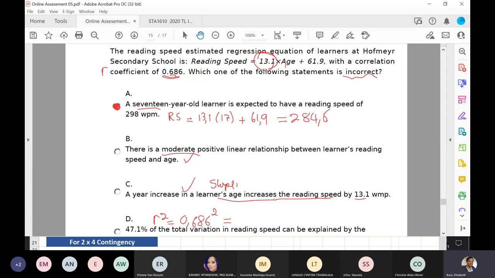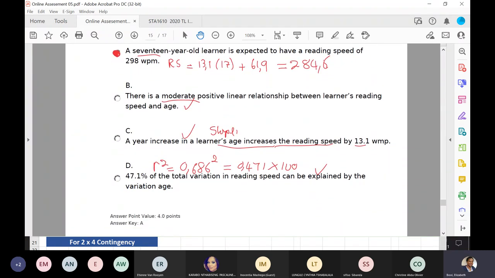And calculate R squared. Do you get 47.1? In your case, you will have 0.471. Do you get that? Yes. If you multiply that by 100, it should give you 47.1%, which is your R squared, the coefficient of determination, which tells you that the total variation in the reading speed can be attributed to or explained by the variation in the age of the children. So that is correct. A is the incorrect one.